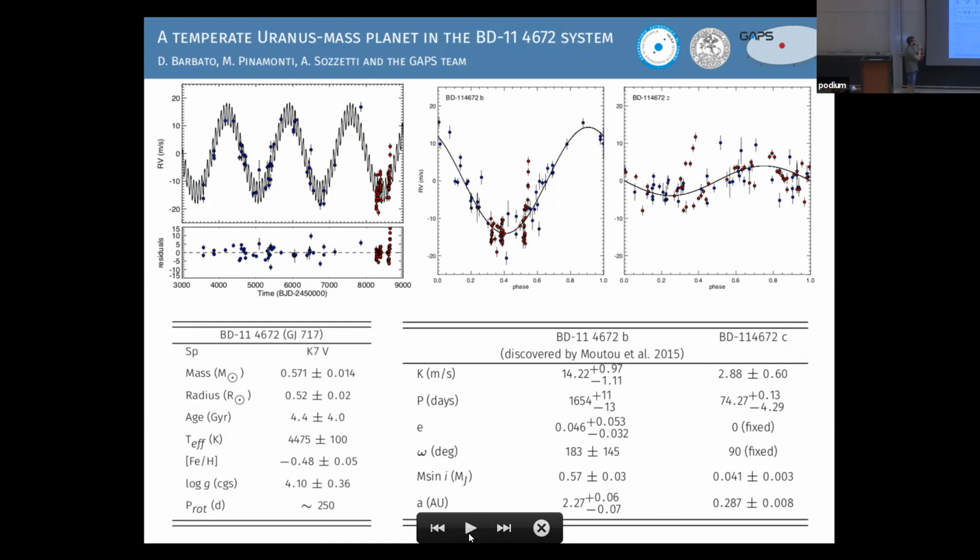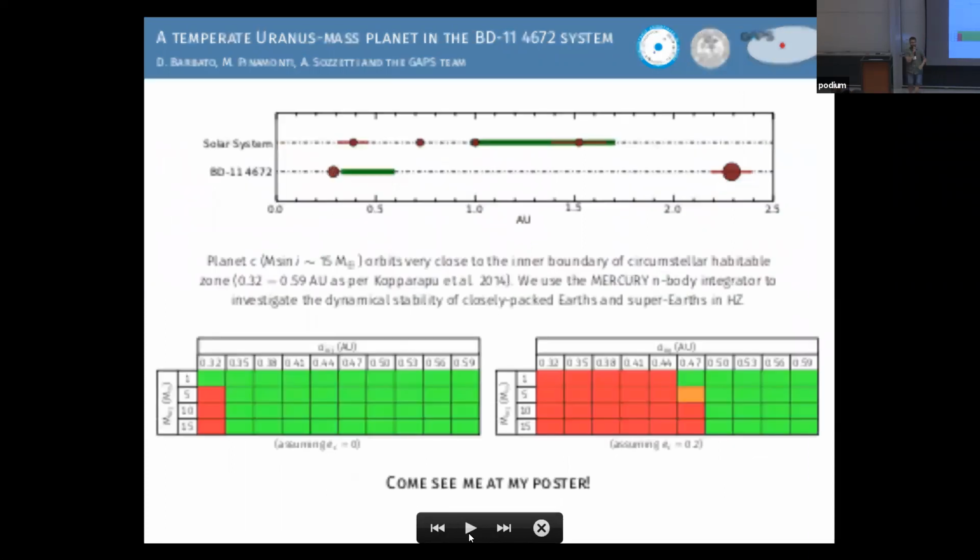The planet we found orbits this star, in which there was already a giant planet on an outer orbit. This planet has a period of 74 days, and it's a Uranus-mass planet, so it's not really your typical habitable planet. However, next slide, please.